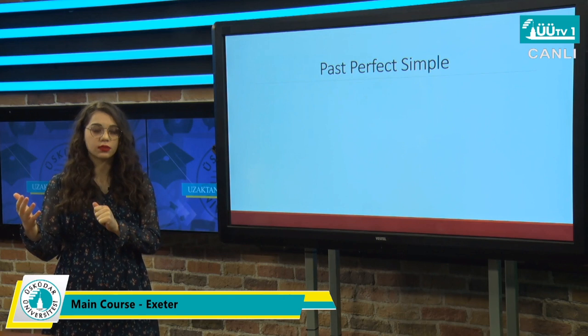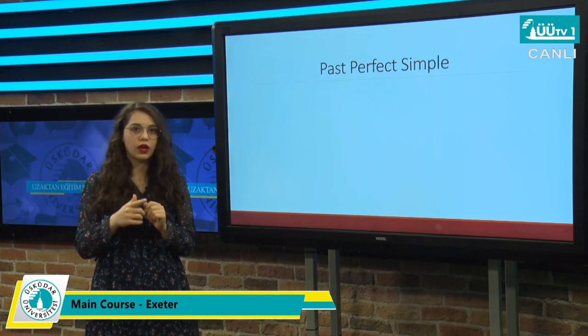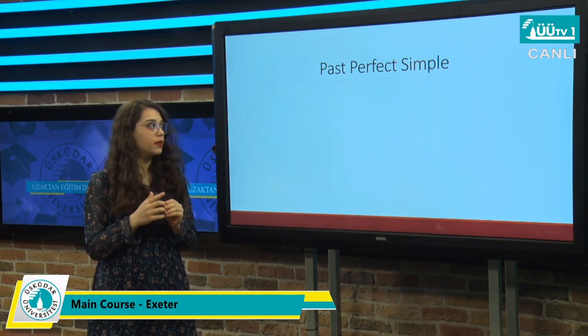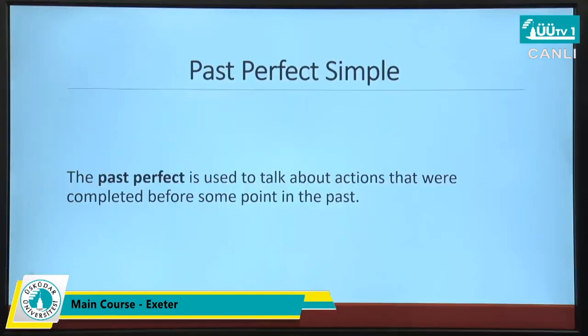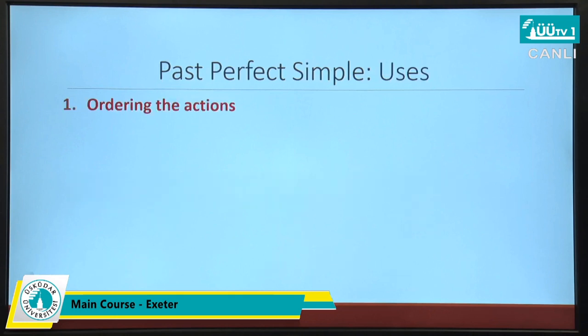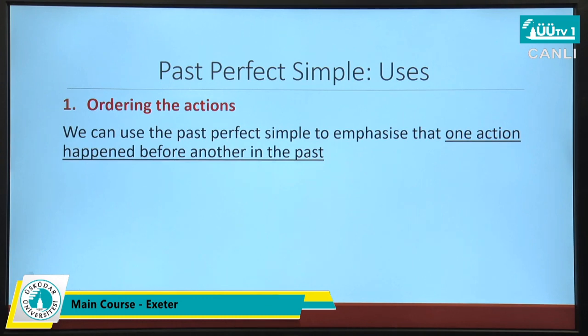We already covered this, but this is something new that you haven't seen. Past perfect simple is used to talk about actions that were completed before some point in the past. A bit strange, isn't it? Past perfect tense at first can be difficult to understand, but it is actually very easy. So we use it for ordering events. We can use the past perfect simple to emphasize that one action happened before another in the past. So in a way, it is the past of the past.